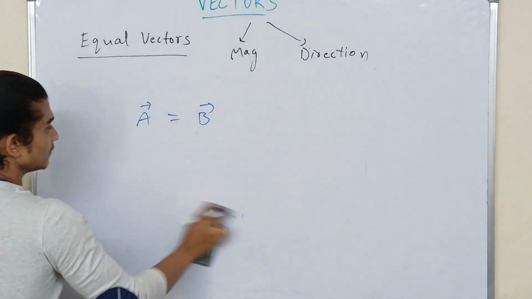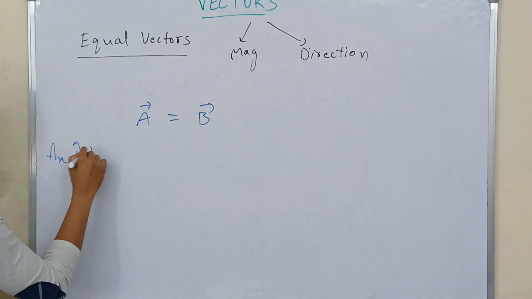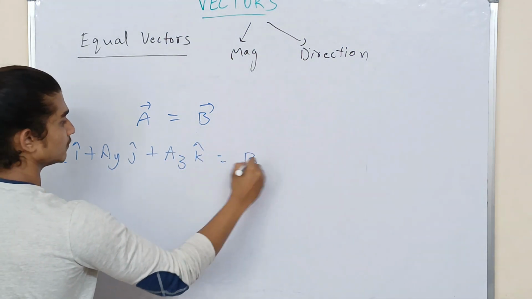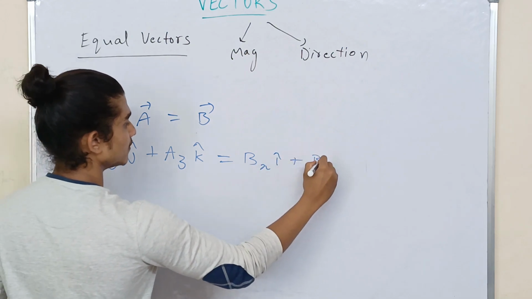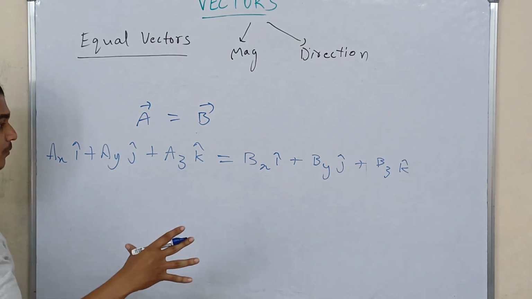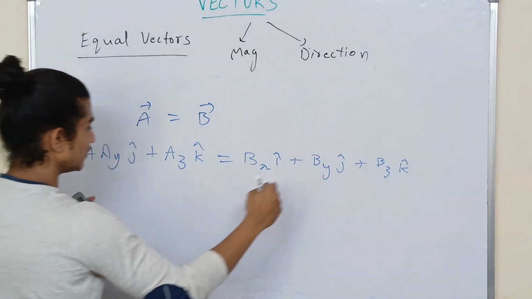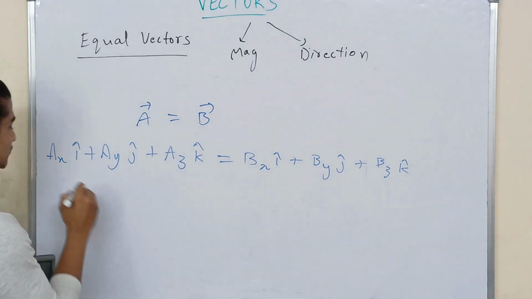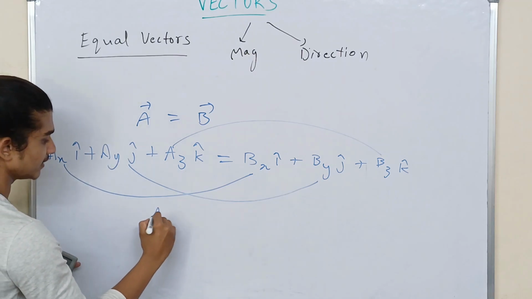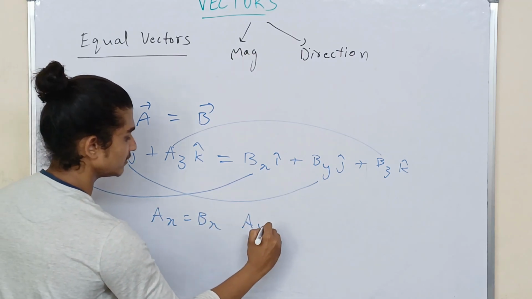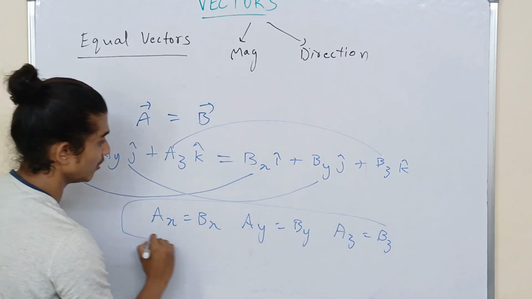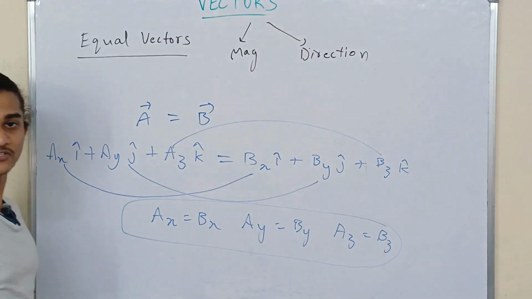Now suppose a vector is ax i cap plus ay j cap plus az k cap, as I did previously, and b vector is bx i cap plus by j cap plus bz k cap. So this is the representation of vectors in the form of components. Since these two are equal, their components are also equal. So from this I can say that ax equals bx, ay equals by, az equals bz. This is the conclusion I can draw if two vectors are equal.